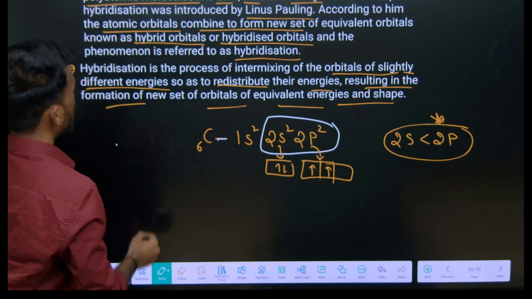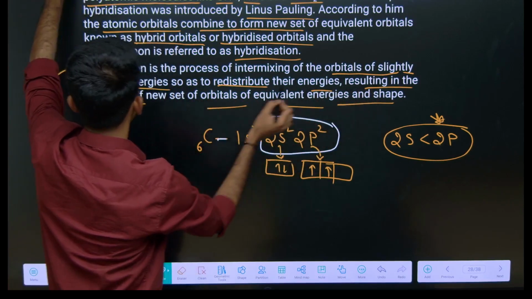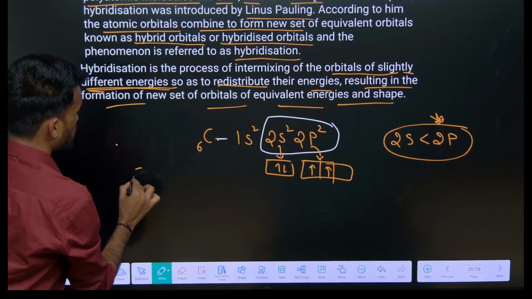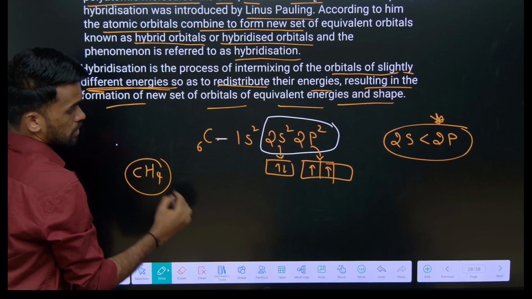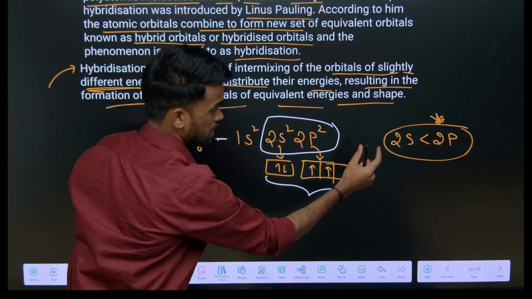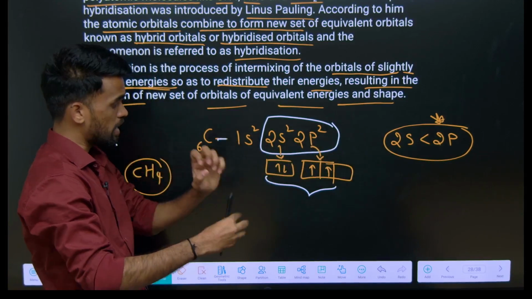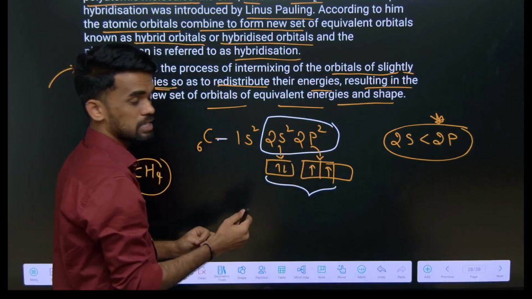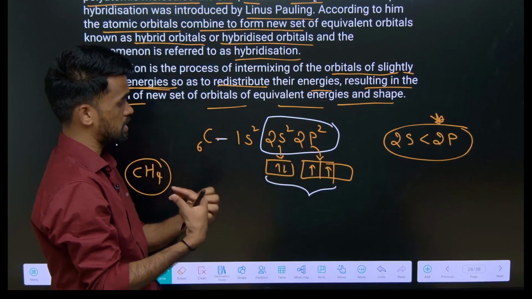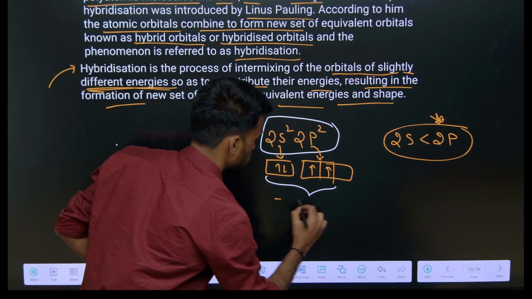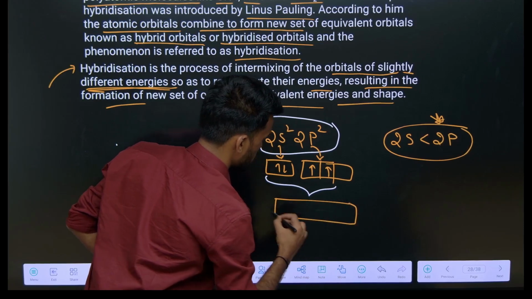Now here, hybridization is the process of intermixing of atomic orbitals slightly different in their energy. Now, in order to form a methane molecule, there is some energy difference between 2s and 2p, but that is not much. So these two atomic orbitals, which have slightly different energy, will intermix to form the hybrid orbitals. That is what I am writing here.